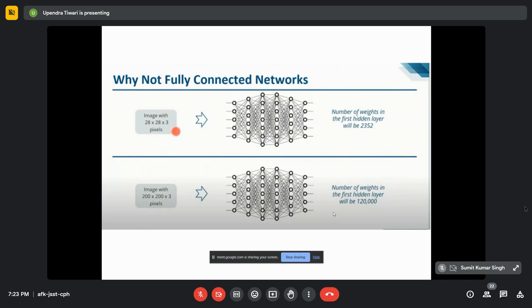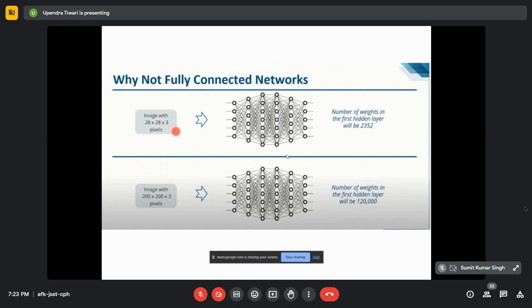So why do we not use it? Because if you are using 28 by 28 by 3, and you multiply it, it becomes 2352. So these 2352 will be the weights that need to be updated in the first hidden layer.